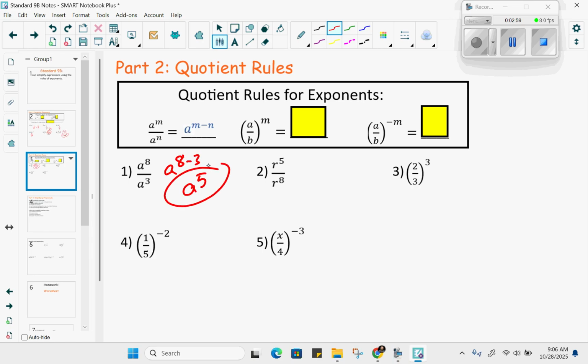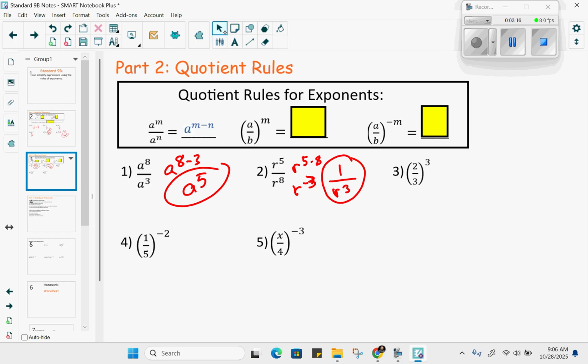5th as my answer. Here I have r to the 5th minus 8. That's going to give me r to the negative 3, which means I'm going to turn that into 1 over r to the third to follow our rules from the previous screen. 1 over r to the third.